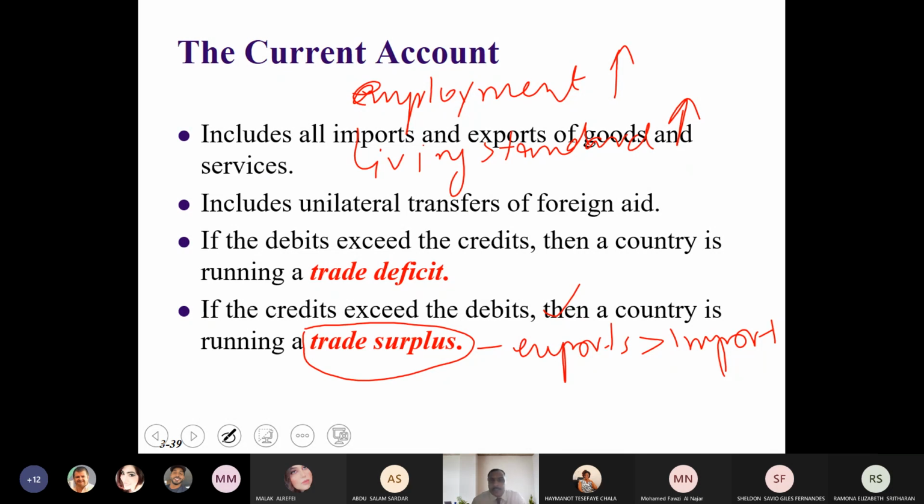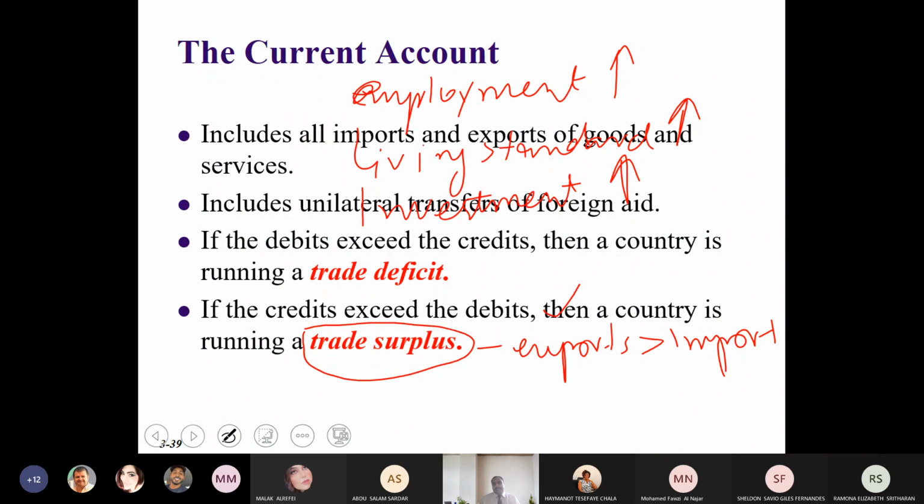What else? When you are producing more, of course, you will be able to supply more in your own country, right? Investment will increase. Very good. Like what has happened in China? Don't you think investment has gone up in China? Yes. Why? Because the China export is more than the import. So investment will increase.